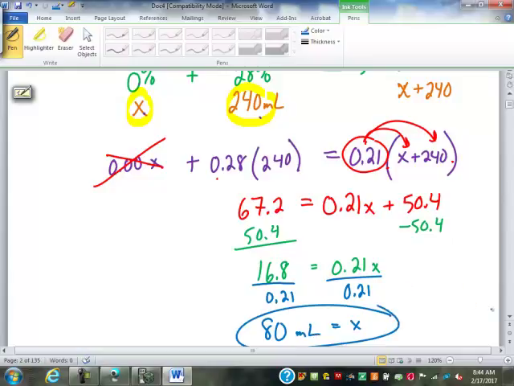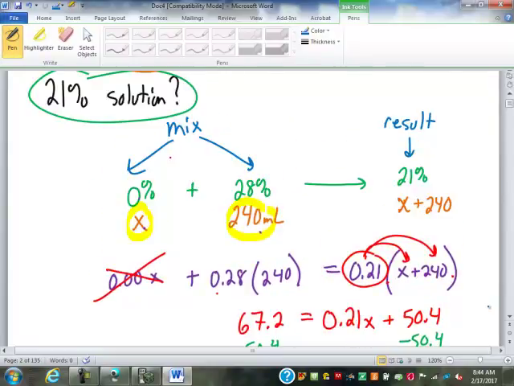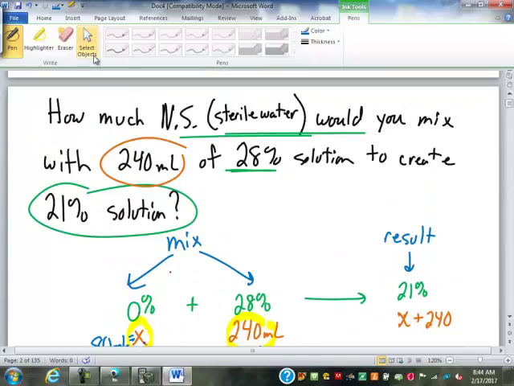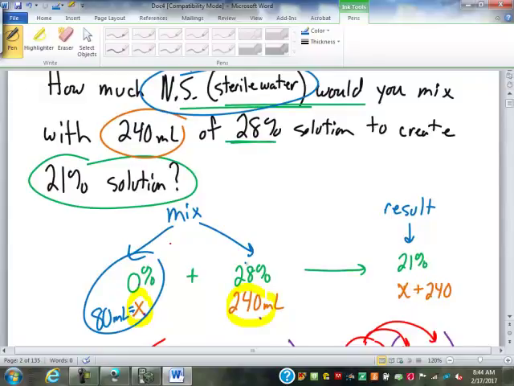X is 80 milliliters. So again, we should go back and double check to make sure we've answered the question. X is describing the amount of the 0% solution. And we were asked how much of the NS, of the sterile water. So that is what we're looking for, is the amount of that 0%. Any questions?